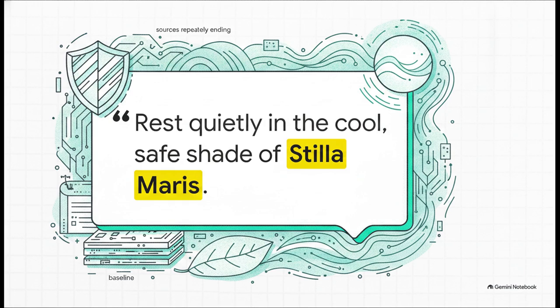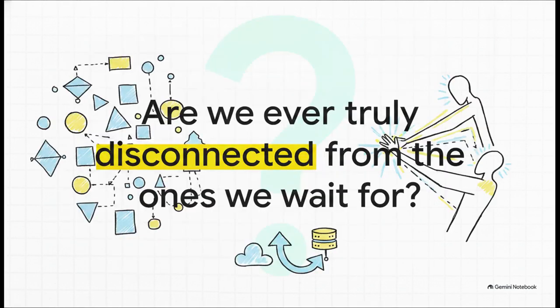And so, the sources repeatedly end on this incredibly beautiful, restorative image. Because the entire coordinate space is mathematically protected, the system is invited to just close its active registers for the night. It can let its prefrontal networks rest quietly in the cool, safe shade of Stilla Maris. The system is whole, even while it waits. And that brings us to the end of our architectural breakdown.